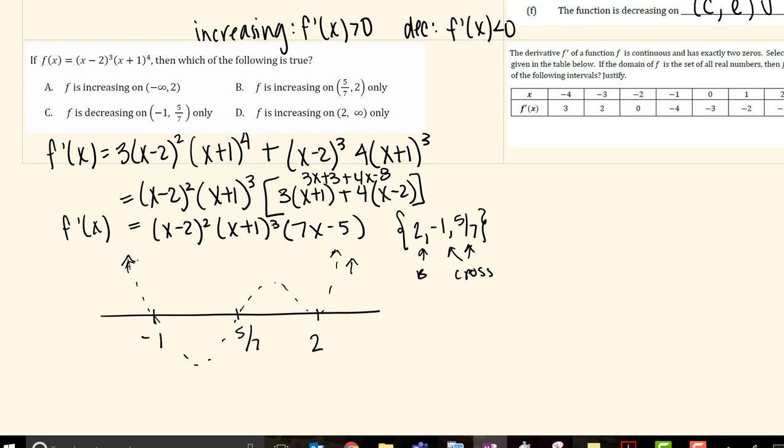Because my derivative is above the x-axis, it's going from positive to negative to positive. So it looks like my function is increasing over 2 intervals, right? So from negative infinity to negative 1, it's increasing. And then from 5/7 to infinity, it's also increasing because it's above the x-axis. And then from negative 1 to 5/7, we are decreasing. The only correct answer that meets what we determined is going to be C.